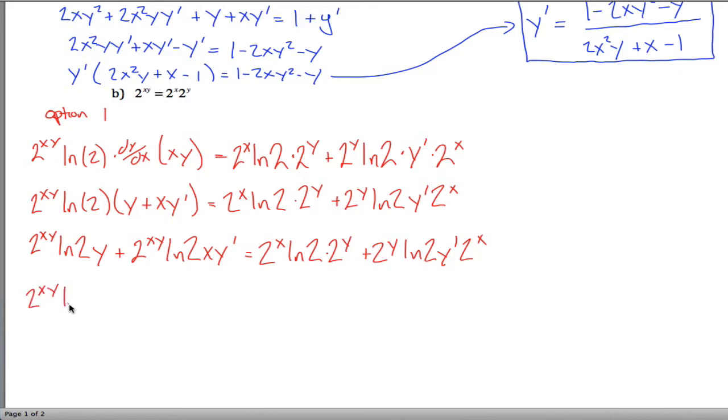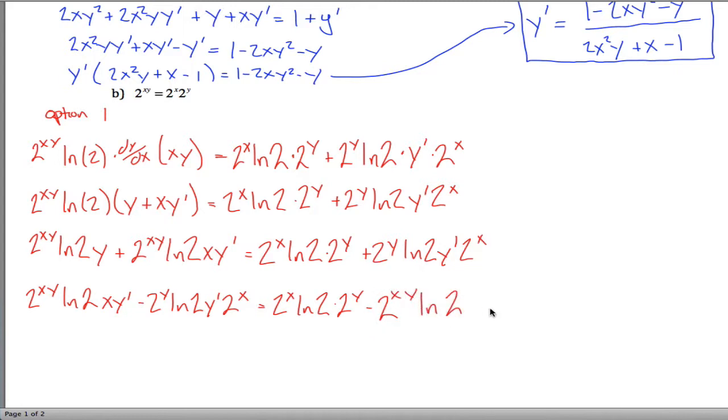2xy natural log of 2xy prime. That's this term. Subtract this from both sides, and I got 2 to the y natural log of 2 y prime times 2 to the x. It's this term right here. That's equal to 2 to the x natural log of 2 times 2 to the y. That's this term here. And then finally I got this term, which I'm going to subtract from both sides of the equation, so it becomes negative 2xy natural log of 2 times y.